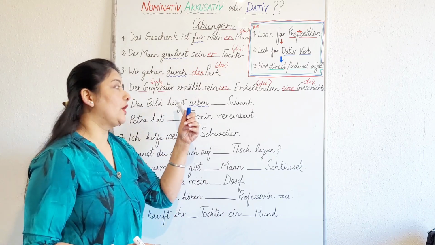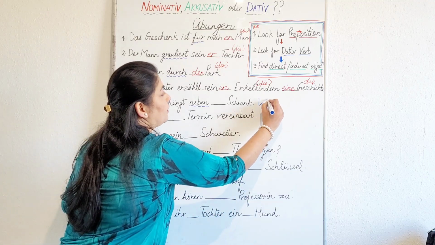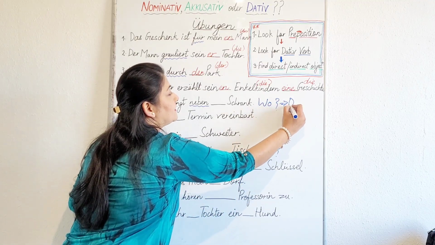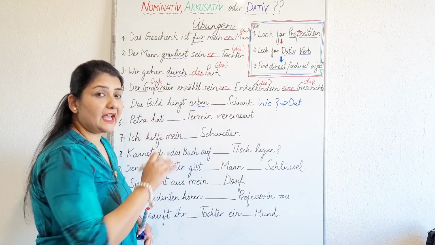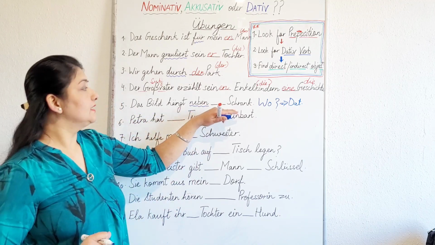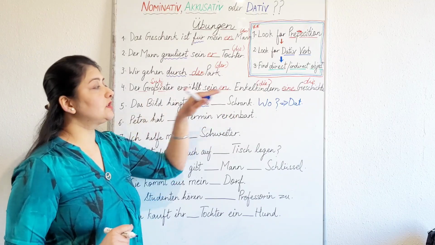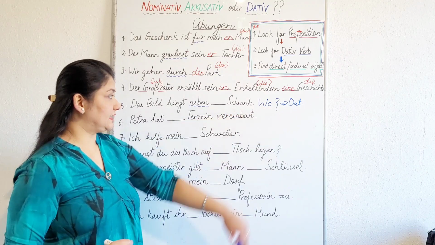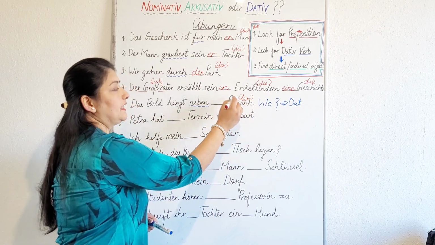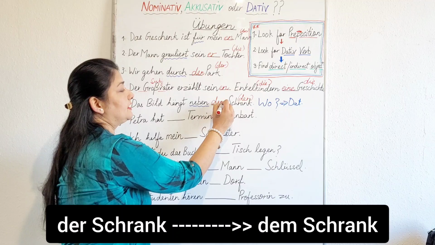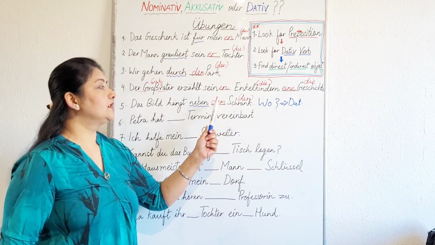So, wo hängt das Bild? Die Antwort zu wo ist immer Dativ. Und hier gibt es keine Bewegung. Here there is no movement. So, here it's being questioned about the position of the picture. And the position is always told with the help of Dativ. So, what comes here? Schrank hat den Artikel der und der wird zu dem dekliniert. So, das Bild hängt neben dem Schrank. Hier ist Schrank im Dativ.